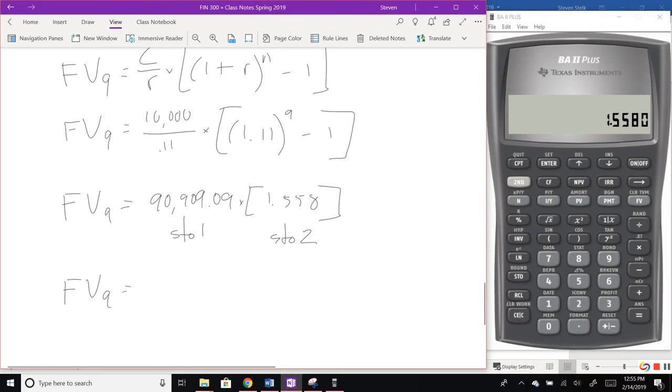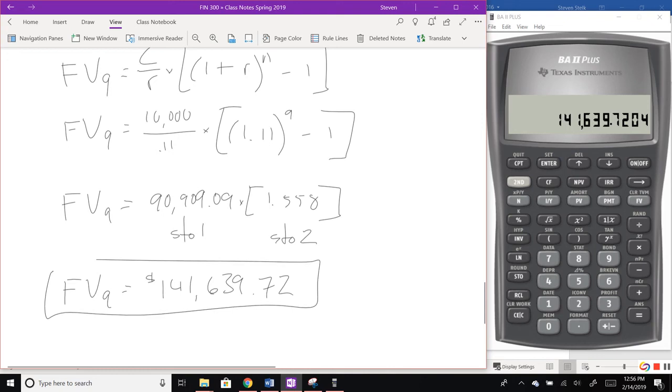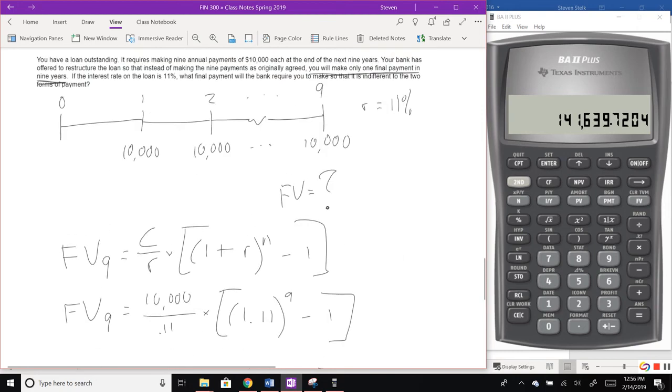To multiply these two numbers together, I'm going to use the stored values so that I don't introduce any rounding errors. I'm going to say recall 1 times recall 2 equals 141,639.72. So $141,639.72 is the future value of these payments. If I put that on the timeline, that would be $141,639.72 at the end of year 9.